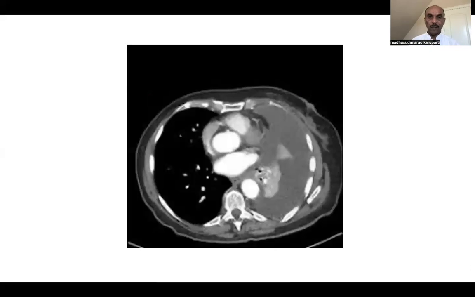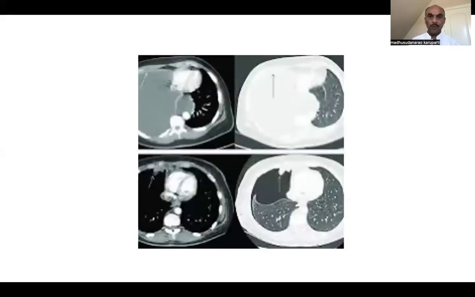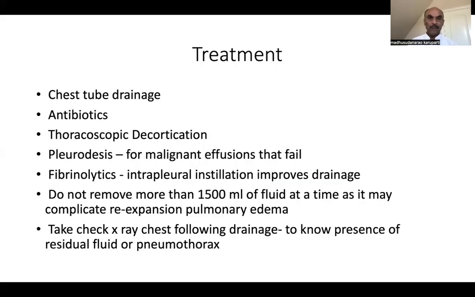This is the CT scan of the malignant pleural effusion. This is the massive pleural effusion that is evident in the CT chest. Then we'll touch briefly on the treatment guidelines.